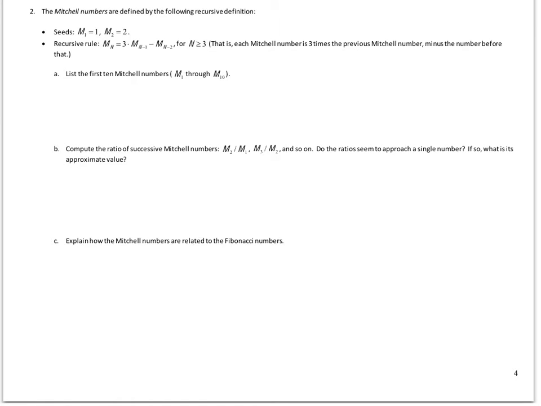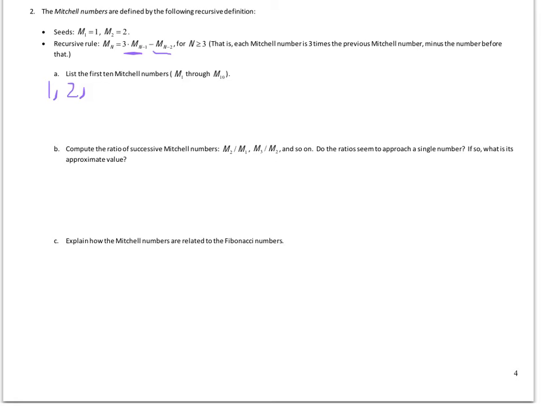So I have this new kind of number here, the Mitchell numbers. They're defined recursively, and they've given us the first two. The seeds M1 and M2 are 1 and 2. So I've got those, 1, 2, the first two numbers. And then the recursive rule says that each Mitchell number, Mn, is equal to 3 times Mn minus 1, that means 3 times the one before it, minus the one 2 before it.